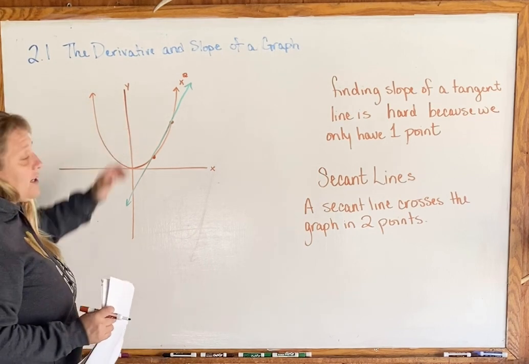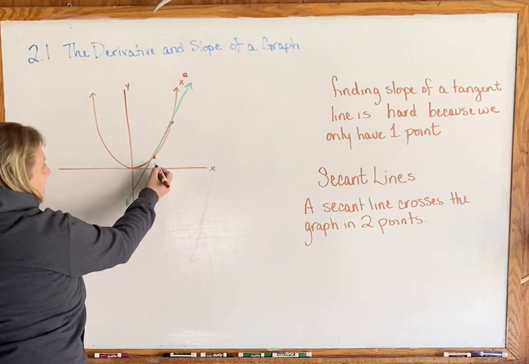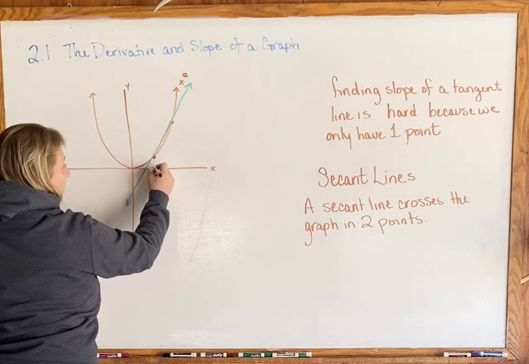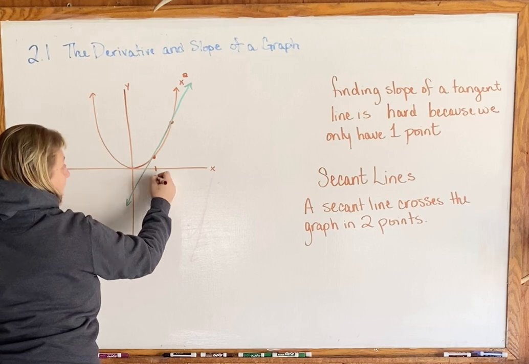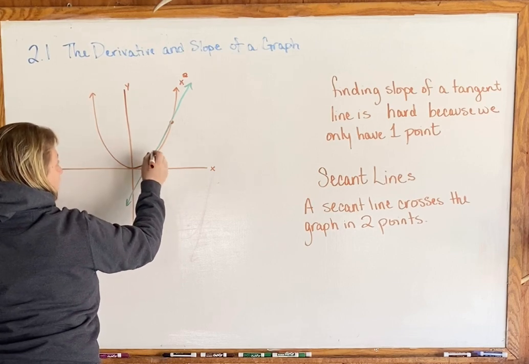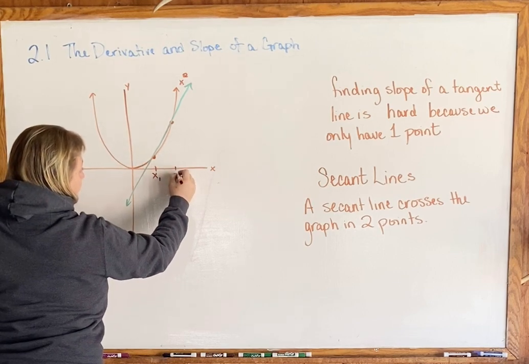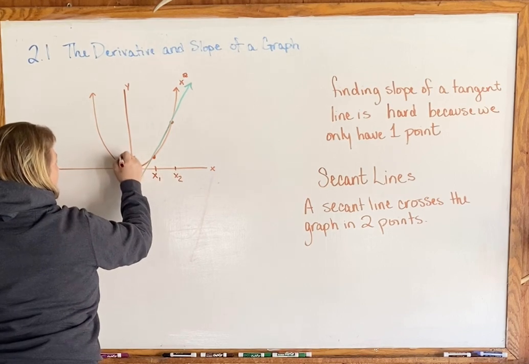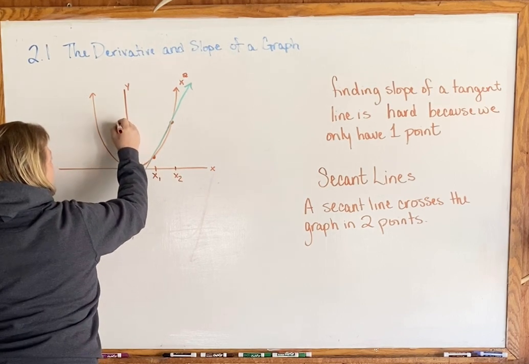So what we have here is a secant line. The secant line has these 2 points on it, and we can even label them. I'm going to call this one x sub 1, and this one x sub 2, and this would be y sub 1 and y sub 2.